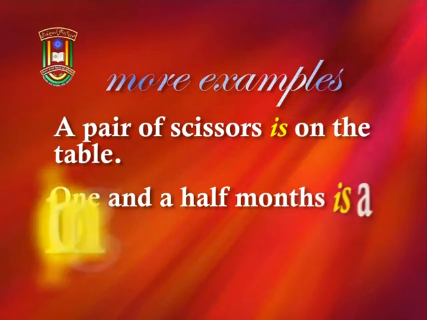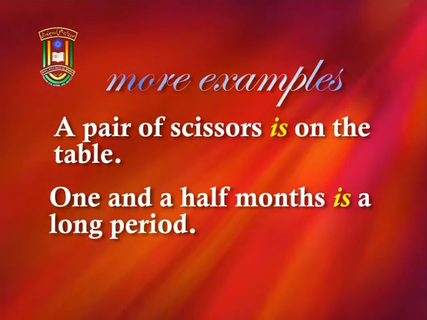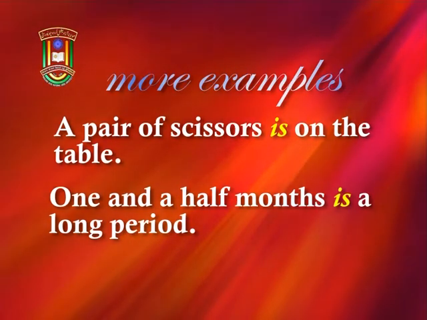Look at this one. 1.5 months is a long period. Months appears to be in the plural, but the verb that follows is in the singular. Whenever you have phrases like, for example, 1.5 week, 1.5 hour, the verb that follows will be in the singular.